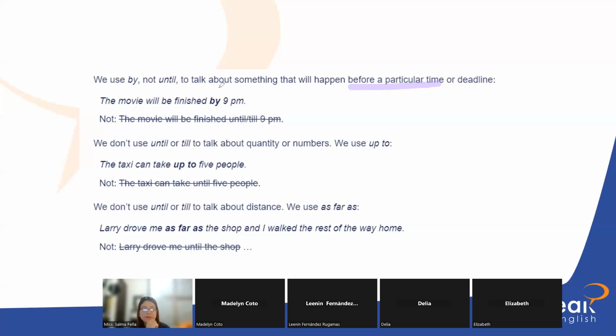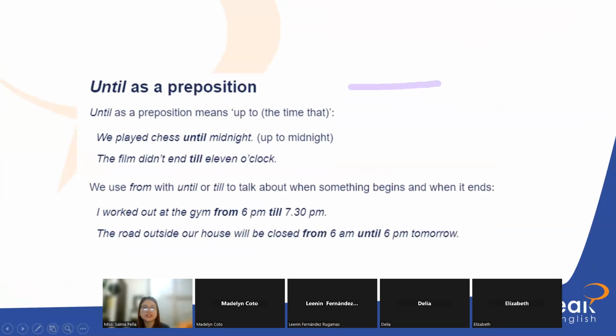Teacher, y until es como un intervalo de tiempo, digamos de 8 hasta 9 p.m. No sé, algo así. The difference with until is that the actions are already finished. In the previous, until we played, that is past. Chess, until midnight. It already happened. The film didn't end till 11 o'clock. It finished. And if you compare from to, you are comparing two situations, so there is no problem.